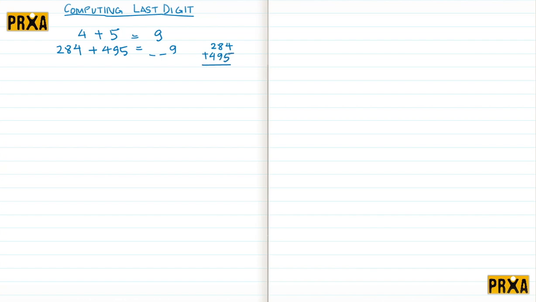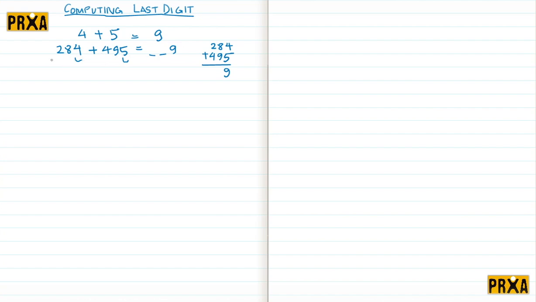495. We notice that the last digit is only dependent on the last digits of the numbers being added, right? So we get a 9, and even if there were some carried over digits, the 2 and 8 in the 284 and the 4 and the 9 in 495 do not impact the last digit. So that's exactly what we are going to use.